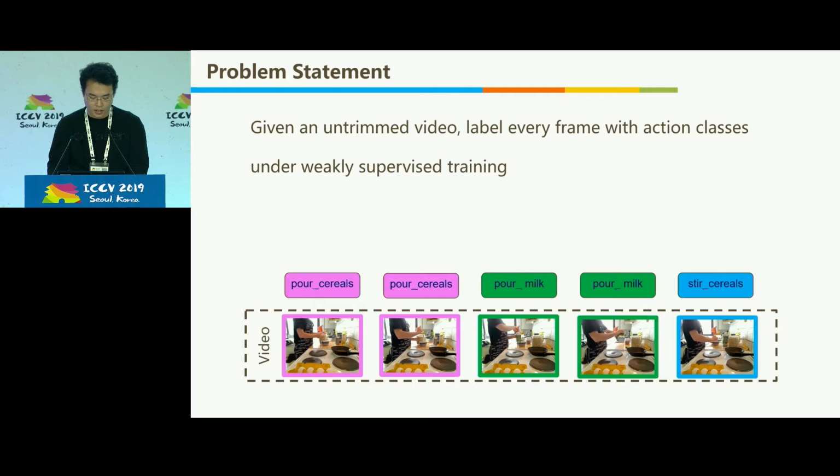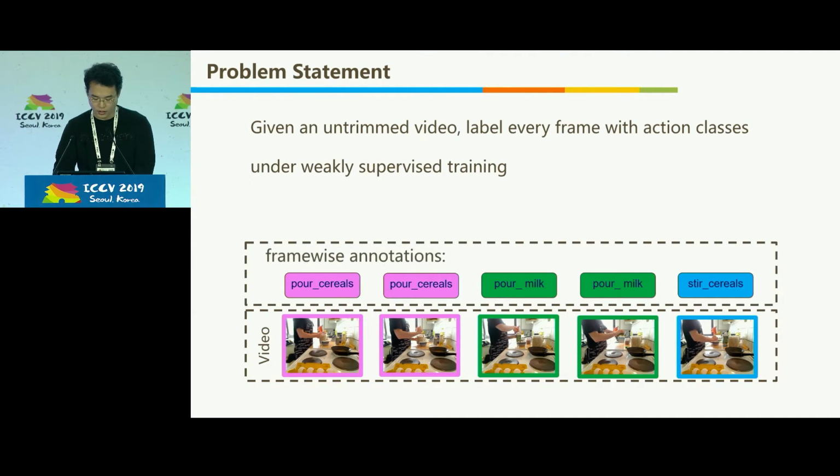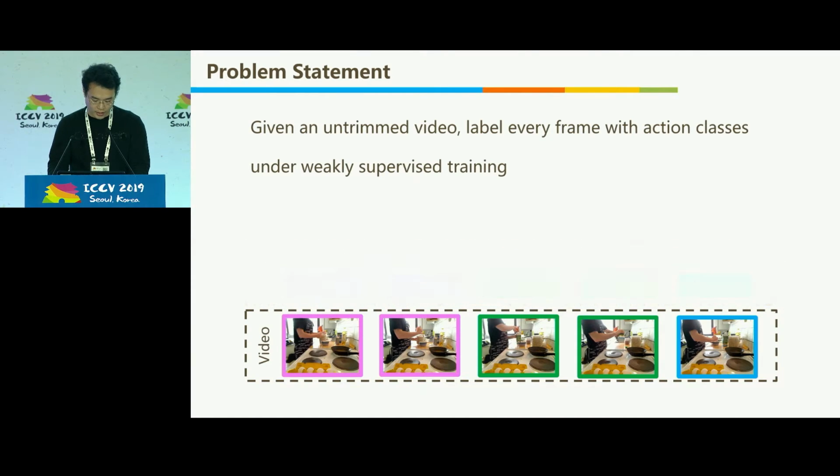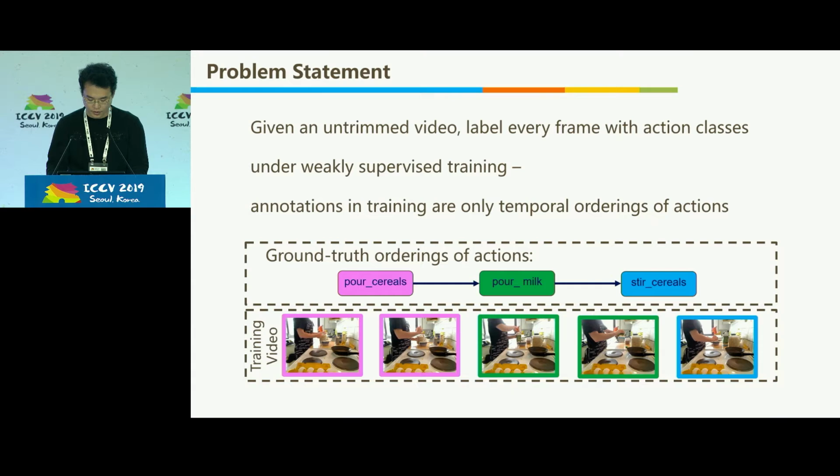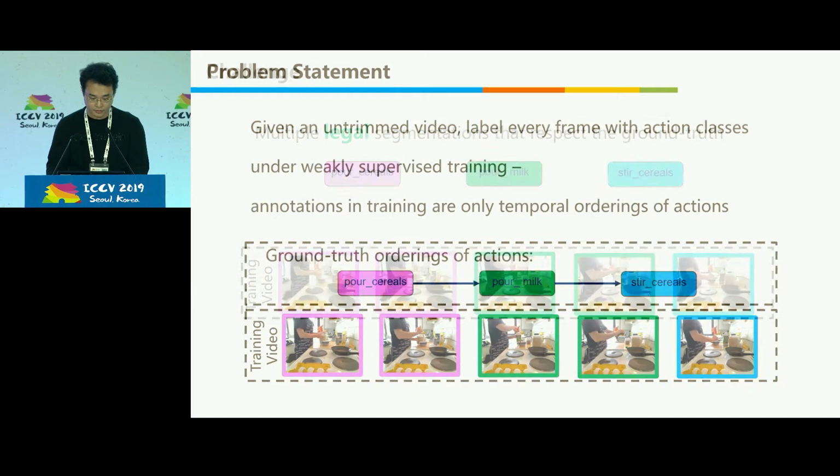Given a video, our goal is to label every frame with an action class. We focus on a weakly supervised setting, where training videos do not provide ground truth labels for all frames, as shown in this example. Instead, in training, we are only given the ground truth temporal ordering of actions, which is more challenging than the common fully supervised setting.